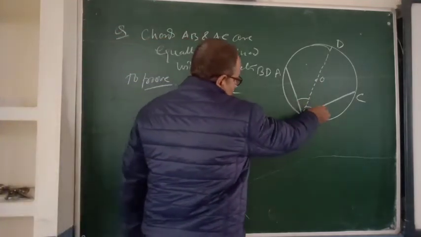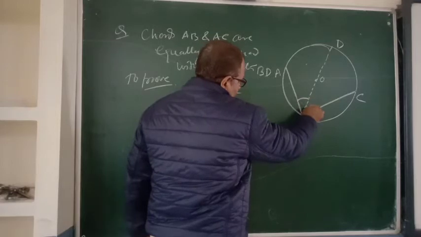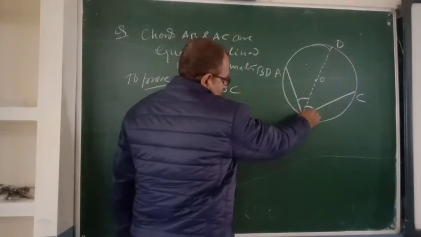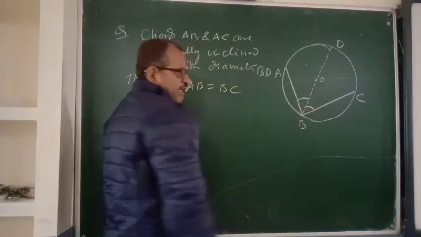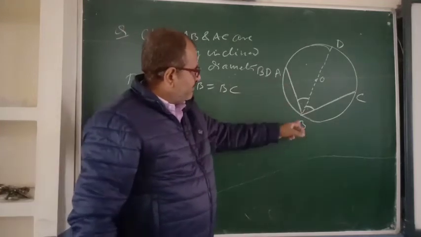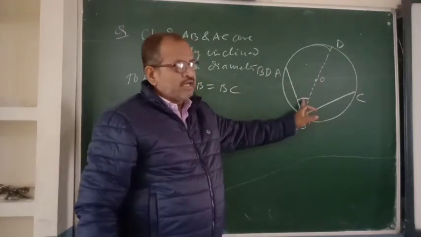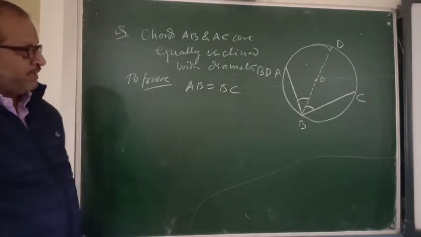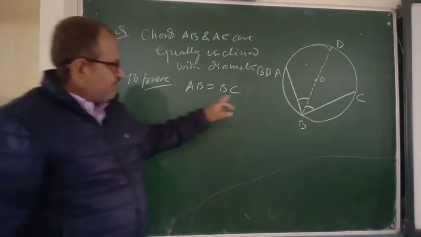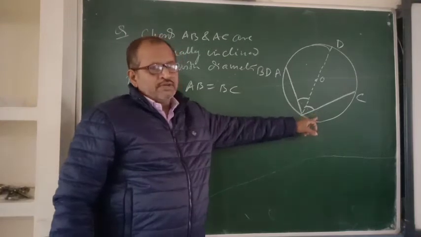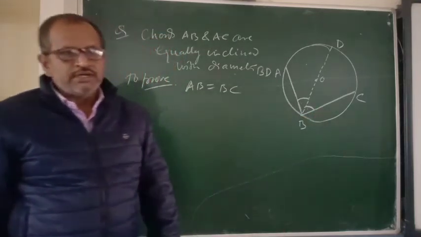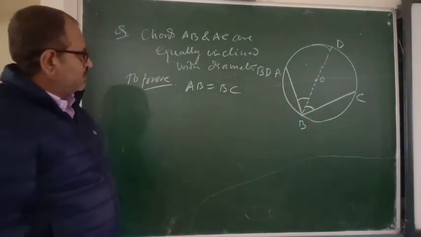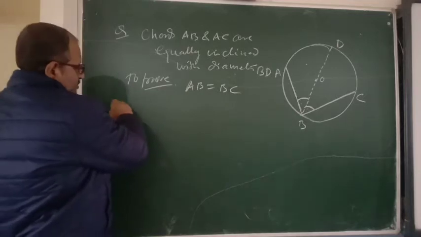AB and BC, these two chords are equally inclined with the diameter. Means these two angles are equal. Angle ABD and CBD both are equal because it is given these two chords are equally inclined. We have to prove that the lengths of the chords are equal, means chord AB is equal to chord BC. So see the proof, how we can do it.